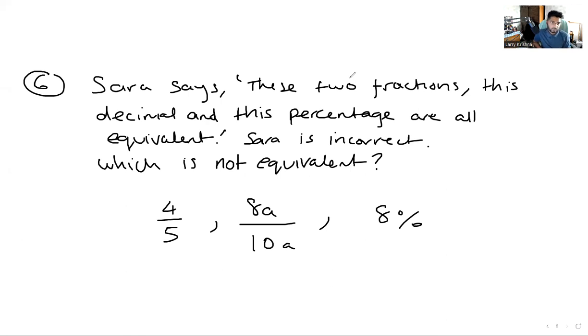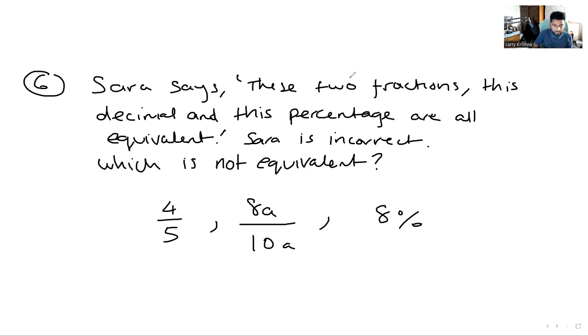So in this question, Sarah says these two fractions, this decimal and this percentage are all equivalent. Sarah is incorrect. Which one is not equivalent? Now in this question, we need to just compare our fractions and our percentages. There's no decimals, is there? There apparently is a decimal there. There is a decimal, they're saying. Okay, so we need to compare the three together, and we need to find out which one is not equivalent.